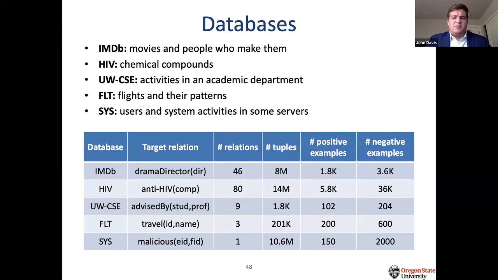For our empirical results, we consider 5 datasets of varying types and sizes. Each database has an important target concept with ranging levels of positive and negative examples. For example, the HIV dataset about chemical compounds aims to learn which compounds have anti-HIV properties. Similarly, the SIS database about server activity seeks to learn a definition for which server processes may be malicious.